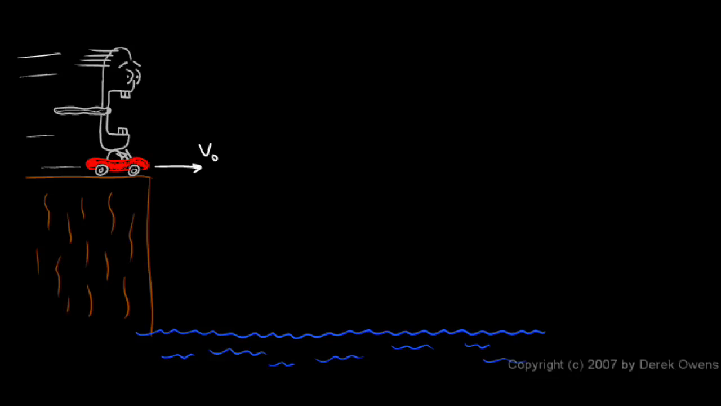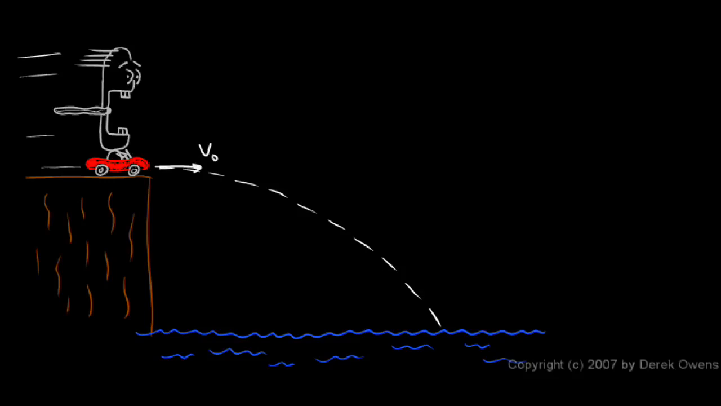In this example, his initial velocity is horizontal, so he's leaving the cliff moving completely to the right, not up or down at all. But gravity pulls him down, and so he ends up heading down to the water in a path that looks something like that. Now, here are the main ideas.